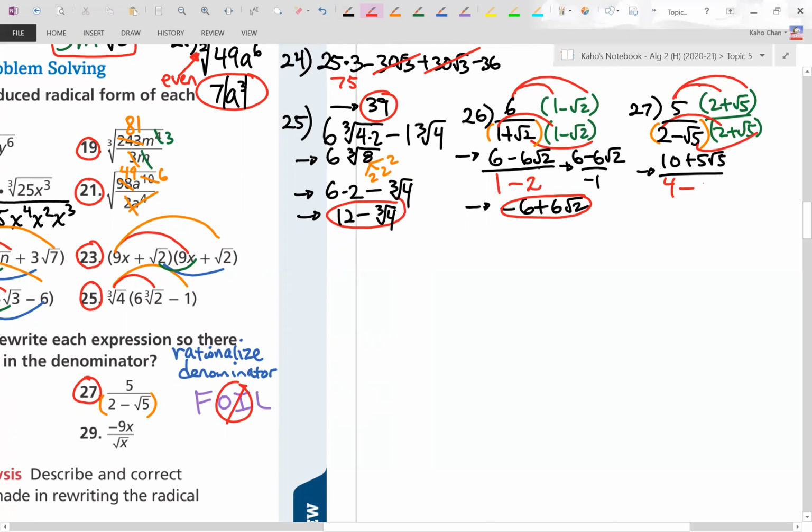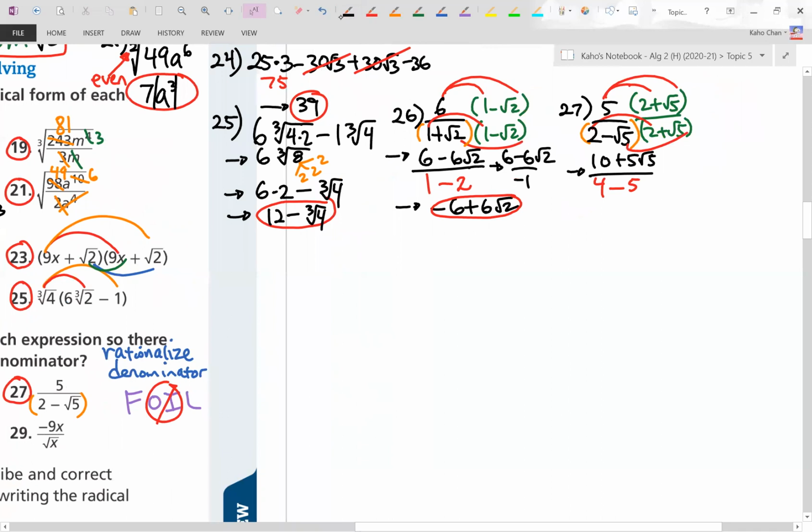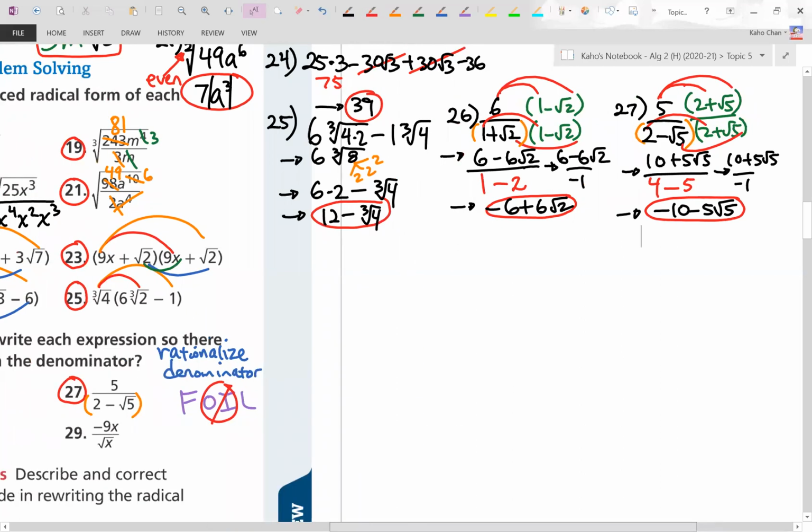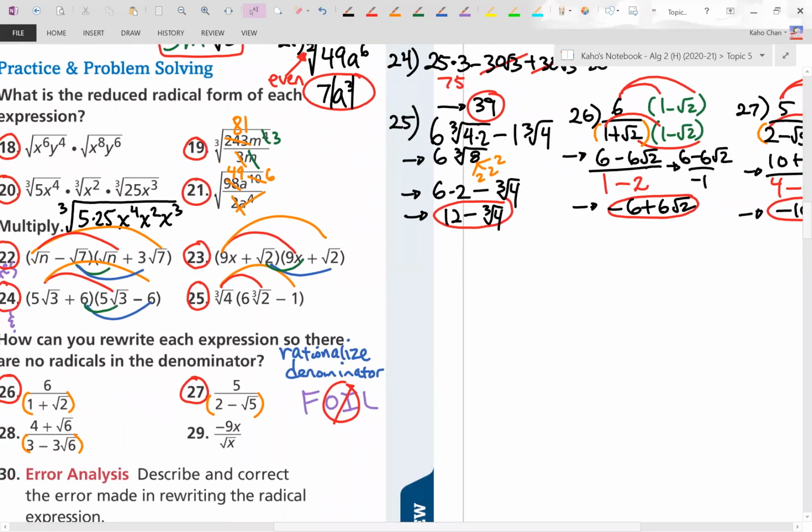Root 5 times root 5 is regular 5. Oh, interesting. We have another negative 1. 4 minus 5 is negative 1 on the bottom. And then 10 plus 5 root 5 in the numerator. This, of course, when you apply the negative 1, becomes negative 10 minus 5 root 5. Yay. Woo. Ready for number 28? Any questions on 27? Okay. 28.